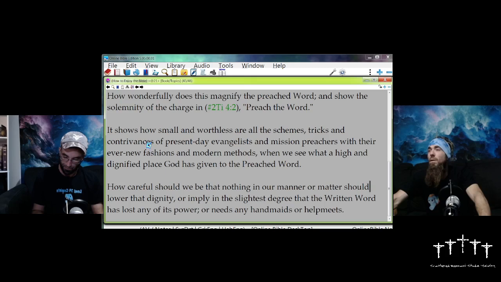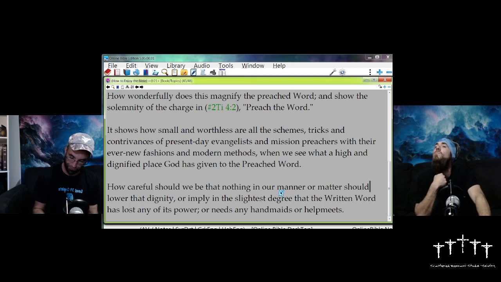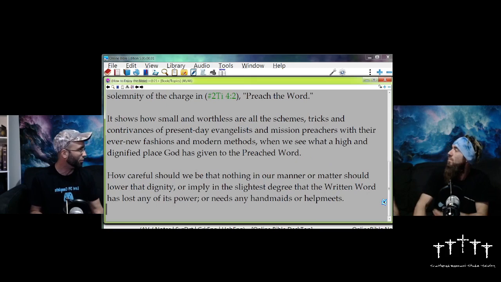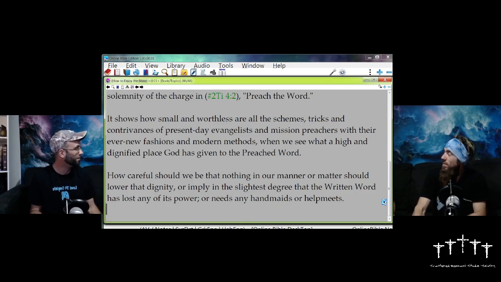The contrivances of present day evangelists and mission preachers with their ever new fashions and modern methods, when we see what a high and dignified place God has given to the preached word. What does the word say about that? God says that there's one thing that God has magnified above his own name. It's his word. Own word has God magnified above his own name. He puts his own word on a pedestal above his own name. You know what I'm saying?